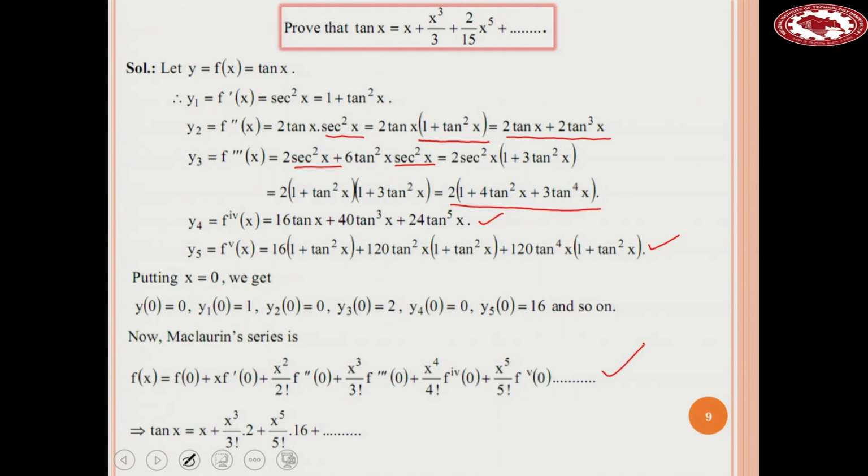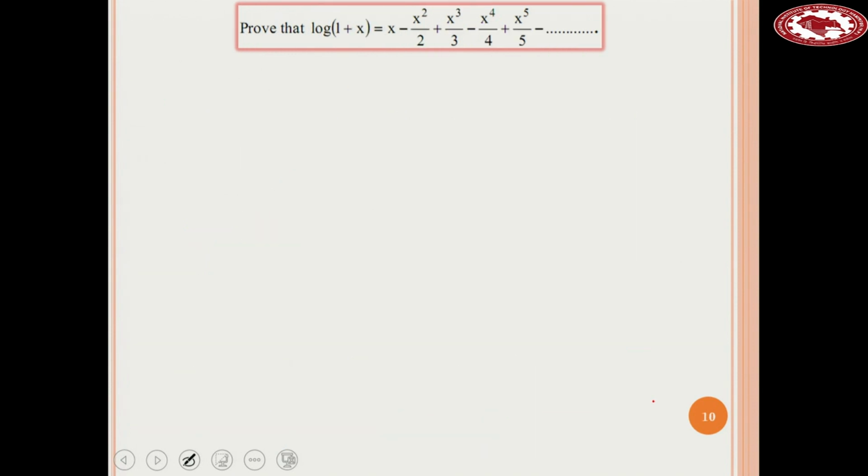We obtain this expansion. Tan x is equal to x plus x cube over 3 factorial 2 plus x5 over 5 factorial 16 plus and so on, and after simplification we obtain tan x is equal to x plus x cube over 3 plus 2 over 15 x5 plus and so on. So that one is the required series of this function f(x) is equal to tan x. All these expansions are very simple but very important.